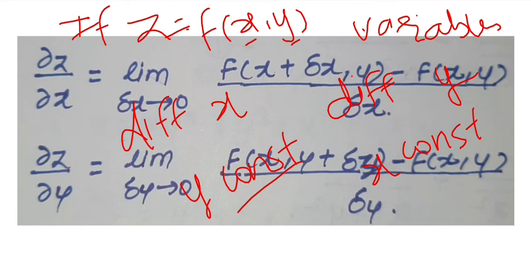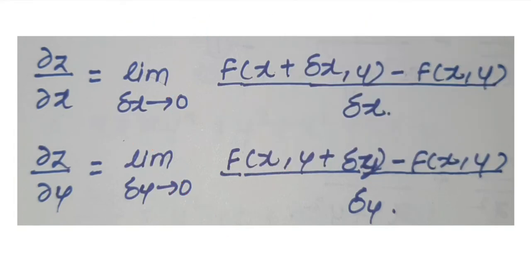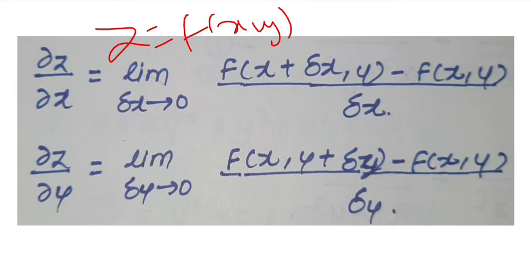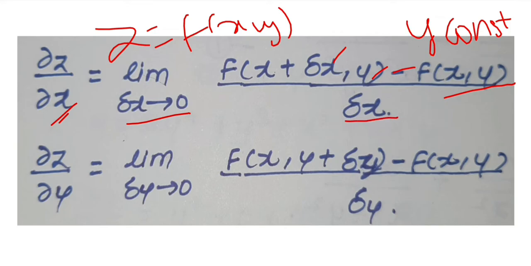That's why it is called partial, because we are differentiating with respect to one variable and we are assuming the other variable to be constant. So z equal to f of x comma y. For partially differentiating z with respect to x, we will assume y to be constant. So we get limit delta x tends to 0, f of x plus delta x comma y minus f of x comma y divided by delta x.